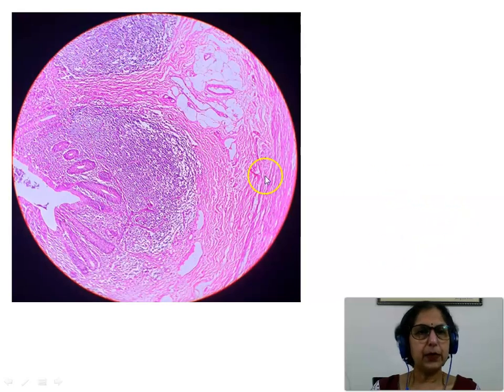A high power view showing us the luminal surface here, the lining epithelium, the intestinal glands or crypts of Lieberkühn, lymphoid aggregates, a thin muscularis mucosae, submucosa and part of the muscularis externa.